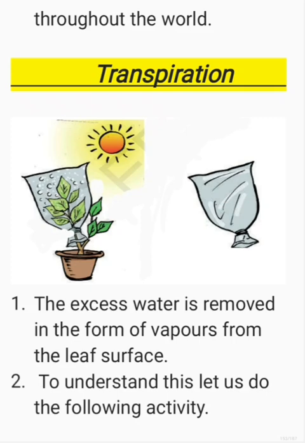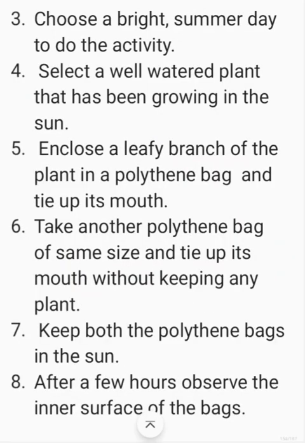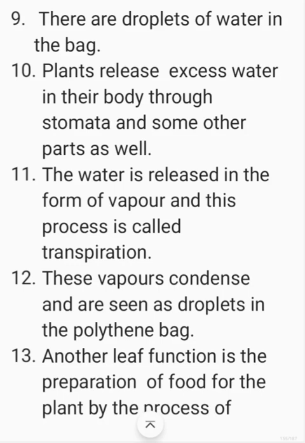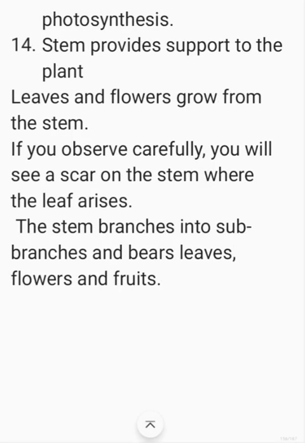Plants release excess water in their body through stomata and some other parts as well. The water is released in the form of vapor, and this process is called transpiration. These vapors condense and are seen as droplets in the polythene bag. Another leaf function is the preparation of food for the plant by the process of photosynthesis.